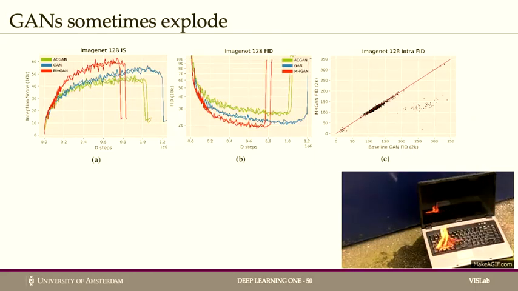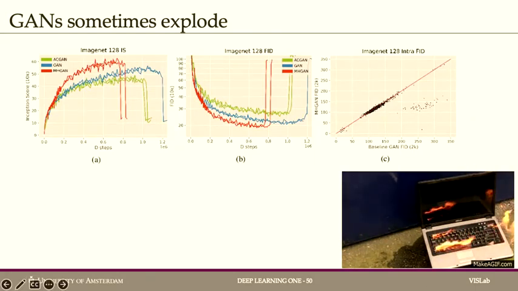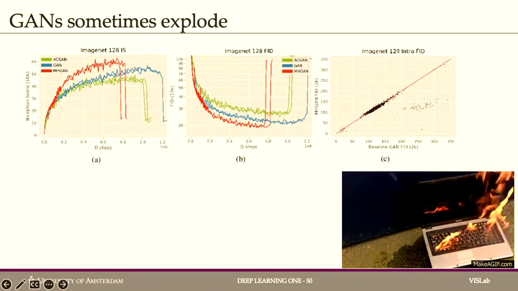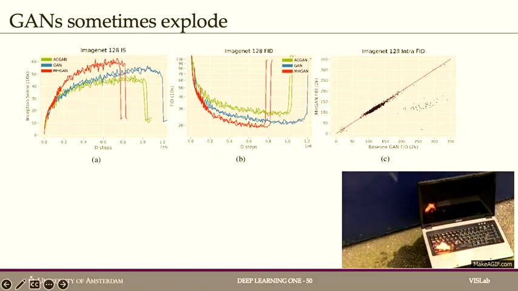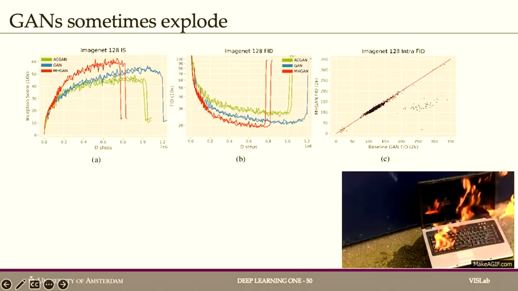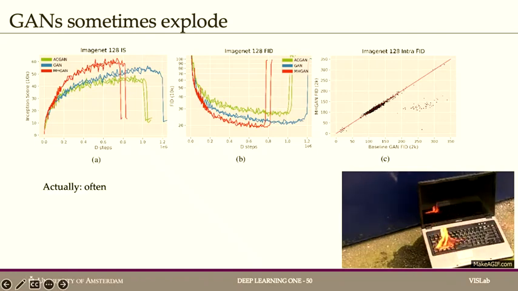Then GANs also sometimes explode. That's how it looks if you're training something and suddenly all your measures, for example, the FID score, which usually goes down, right? It's a distance to the real data set. Suddenly it goes up. And this is quite common.